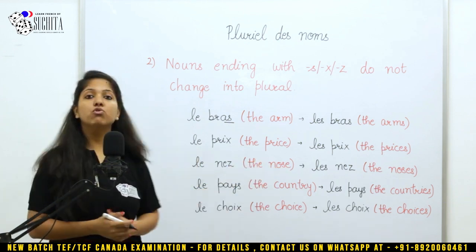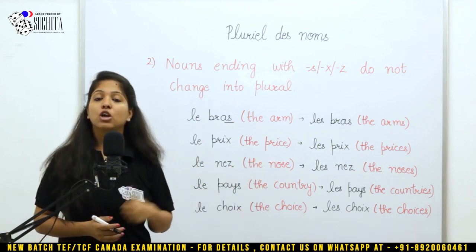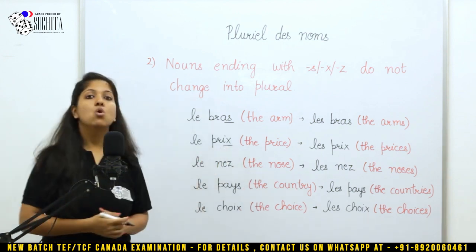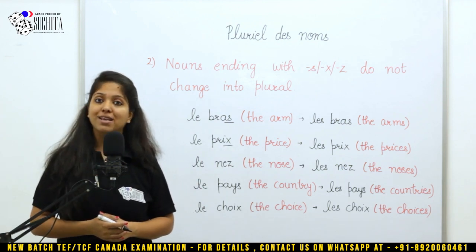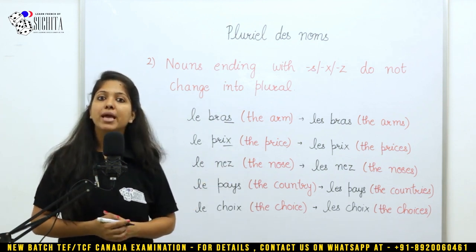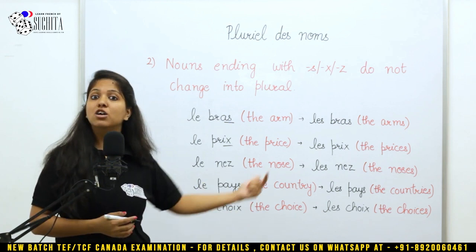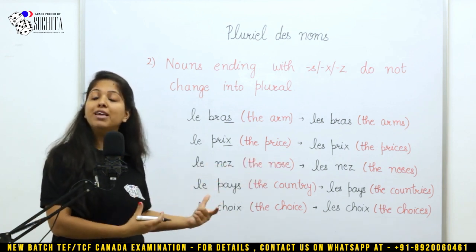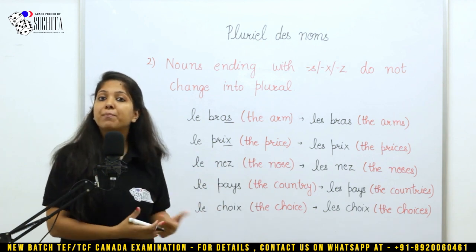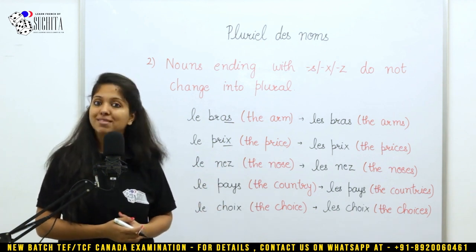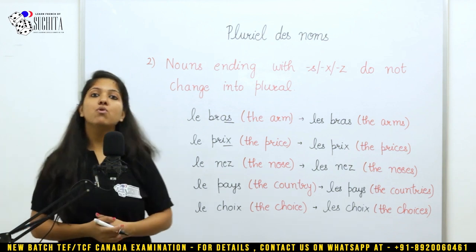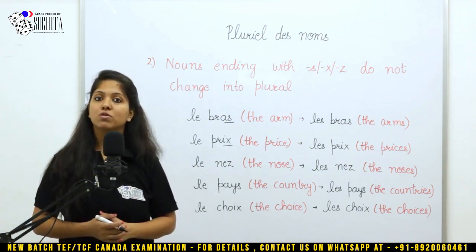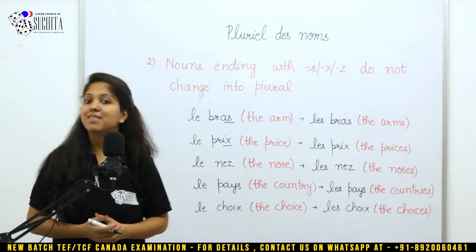Okay. On continue avec le prix. Now, here it ends with an X. Le prix, the price. The plural is les prix. Again, it ends with an X. So, in the plural, it will not change. Les prix. So, le prix, which means the price. Les prix, which means the prices. On continue avec le nez. Le nez, which means the nose. Now, it ends with a Z.